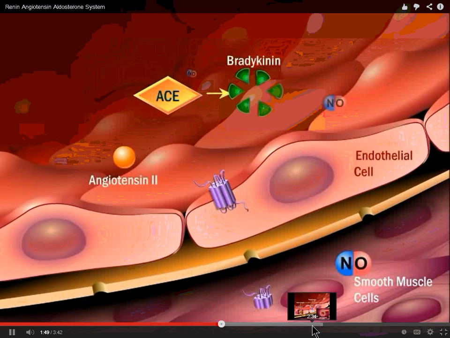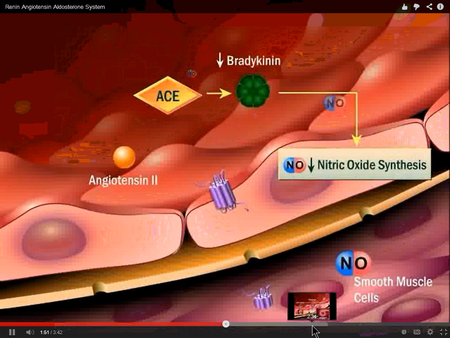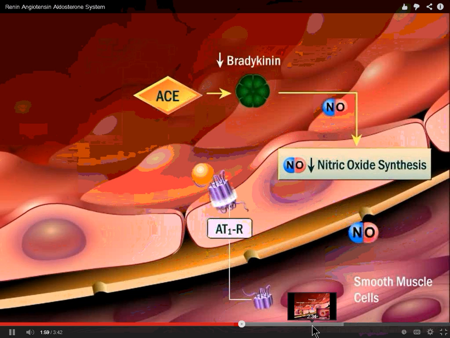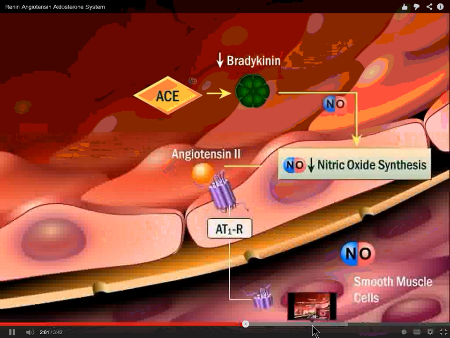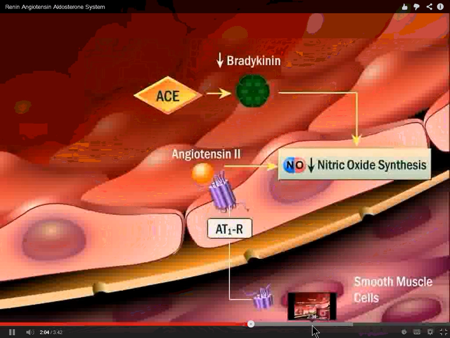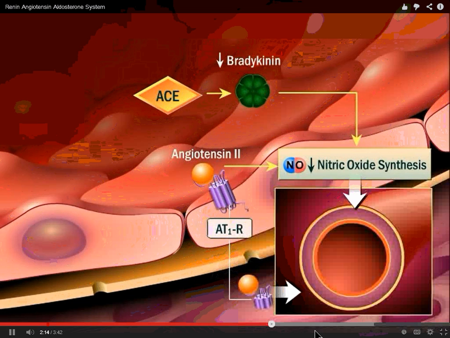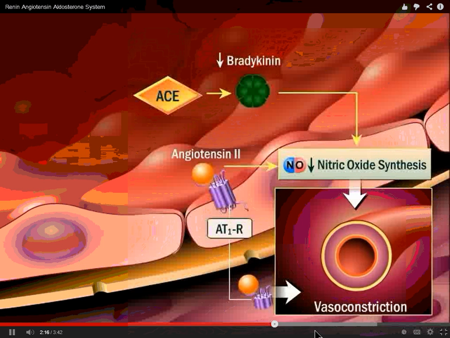Angiotensin-converting enzyme also degrades bradykinin, which is required for synthesis of a major vasodilator, nitric oxide. Angiotensin-2 binds AT1 receptors expressed on the surface of vascular endothelium and impairs nitric oxide synthesis as well. Reduced bioavailability combined with the stimulation of AT1 receptors on smooth muscle cells causes vasoconstriction.